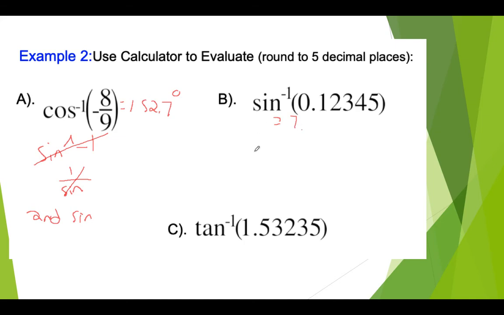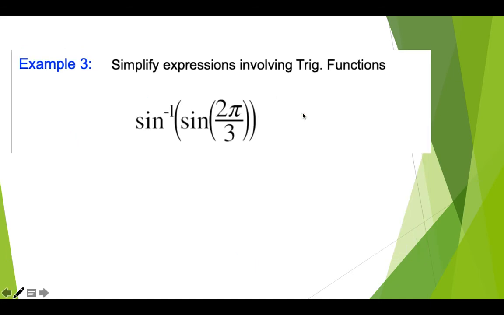Tangent inverse, second tangent, of 1.53235 equals 56.87 about. Now obviously, hopefully we see these are degrees. If your calculator's in degree mode, it'll shoot out degrees. If it's in radian mode, it'll shoot out radians, okay?